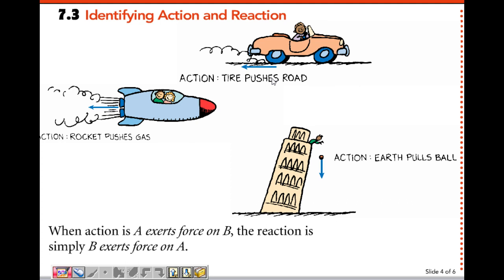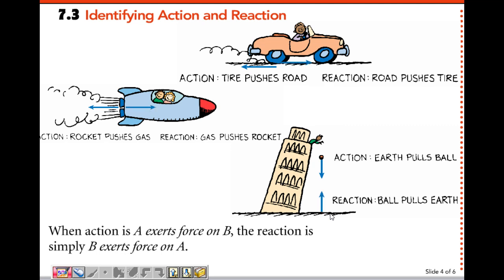Here are three action forces. The first one is that the tire pushes the road. We have the tire on the car pushing the road. Second, we have a rocket moving forward, and the rocket pushes the gas molecules out. And the third, we have Galileo dropping his ball off the Tower of Pisa, and Earth pulls the ball toward itself. So those are all action forces.